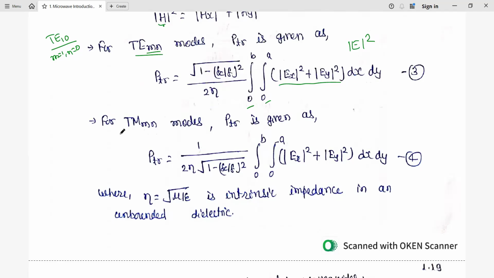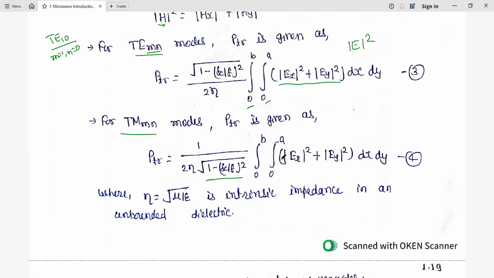Similarly, in case of the transverse magnetic modes, TMmn modes, a small change will be in the formula. The root under term comes in the numerator instead, so we have 1 by 2 eta into root under 1 minus fc by f whole square.